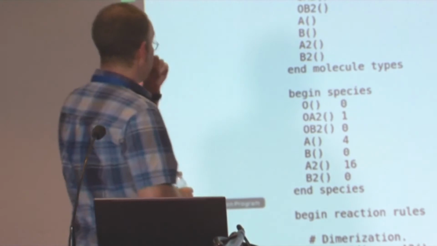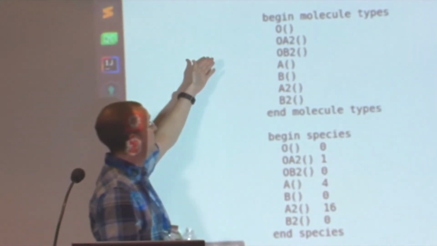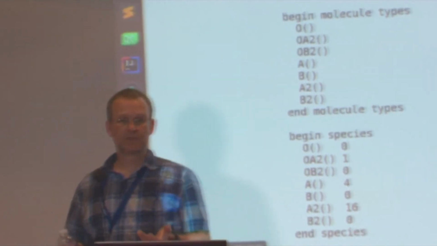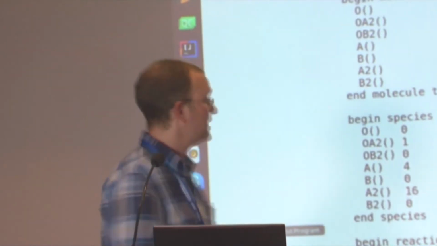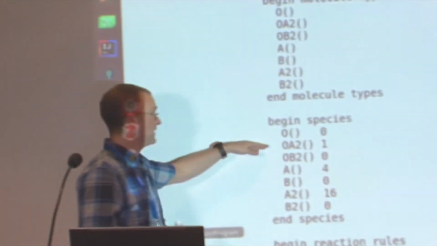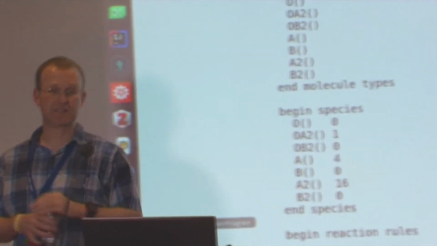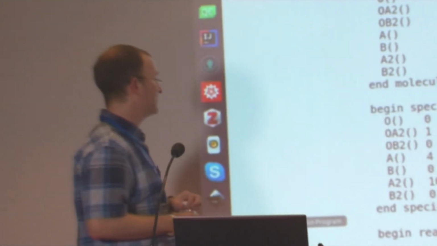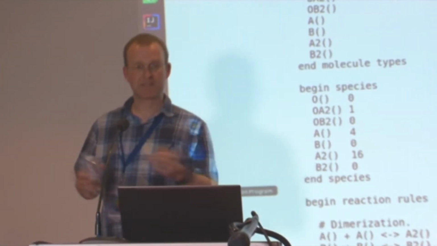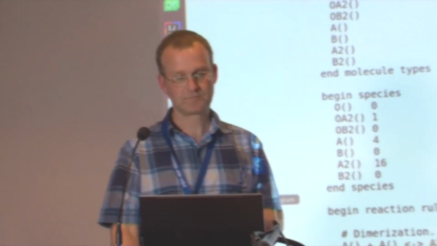So then we define our molecules. We're going to define operator, we're going to define a bound operator, and we're going to define A, B, and A dimer, B dimer. And then we're going to have only one operator. We're going to start it in the bound state, so we're going to start the operator bound to an AB dimer. We're going to start with 4 molecules of A and 16 molecules of a dimer.